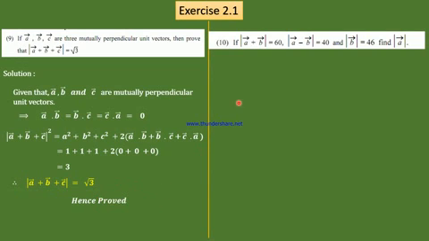This one is also easy. A plus B is equal to 60, A minus B is 40, and modulus of B is 46, and we need to find modulus of A vector. Solution: since they gave A plus B and A minus B, we are taking a formula from that. We know that A plus B whole square plus A minus B whole square is equal to 2 times A square plus B square, right?